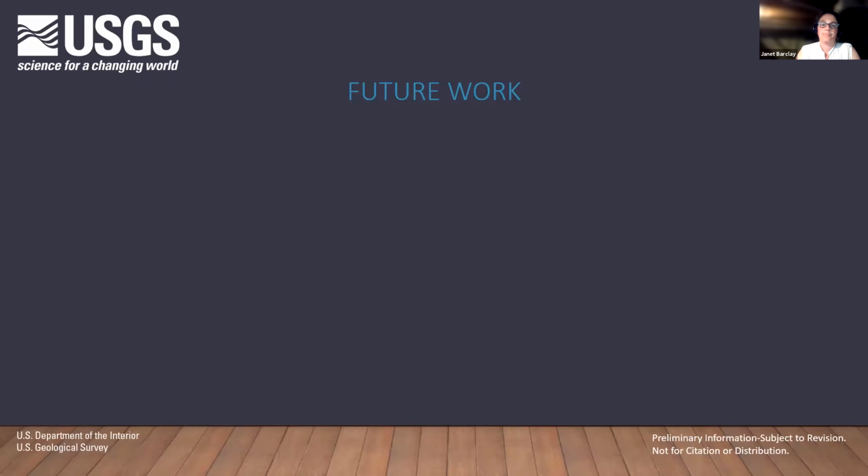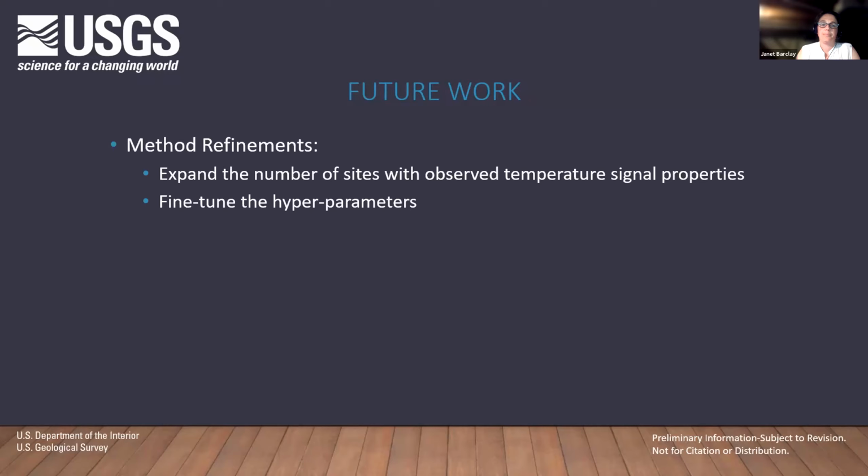And so some of the things we're looking at as we go forward to refine these methods. The first one is to expand the number of sites where we have observed temperature signal properties. The current scope of data, in this model, goes up until 2016. We have driver and observed temperature data up through 2020, so we'll be incorporating that into the model soon.